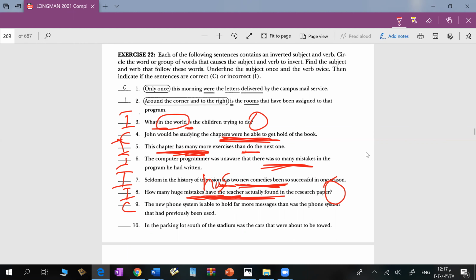Okay, in the parking lot south of the stadium was the cars. Incorrect. Where the cars? Were the cars. Incorrect.